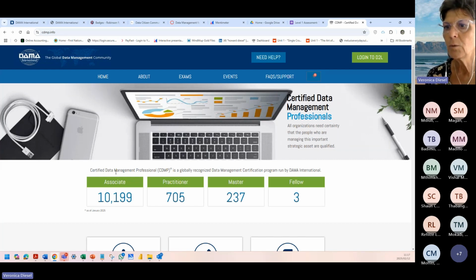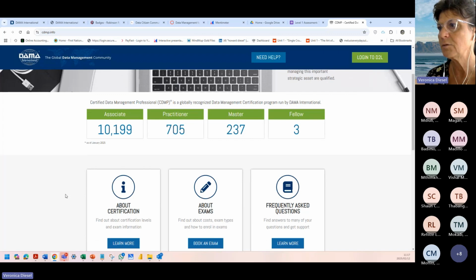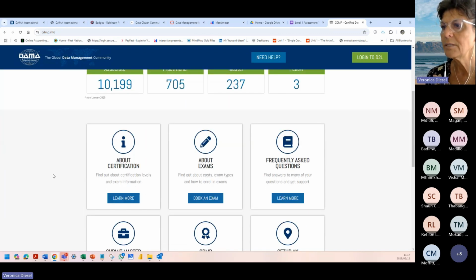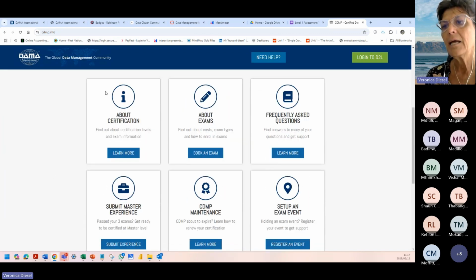On this portal, you will see that as of January, we've got over 10,000 associate people, 705 practitioners, and 237 masters. The fellow is the honorary, so you don't have to worry about that. Then you go down to About Exams. In your own time, you can actually read more about certification. They've got the information I told you in the beginning of the course about the certification levels.